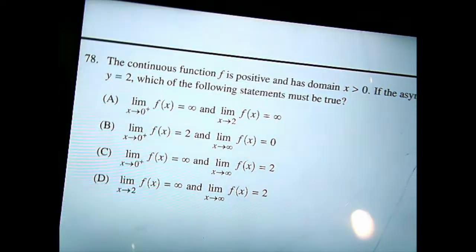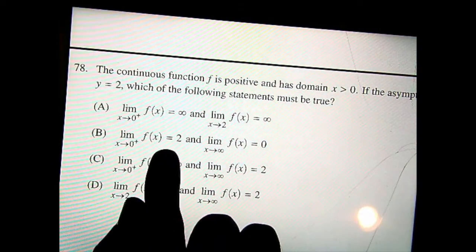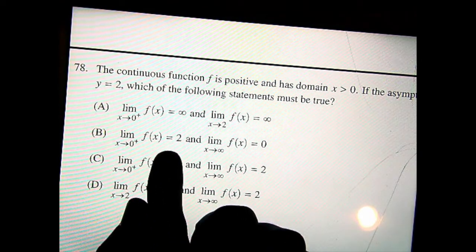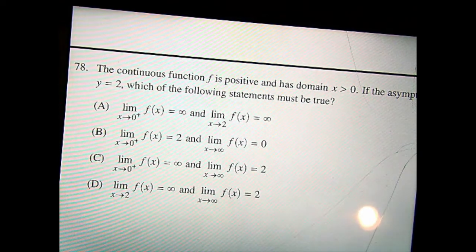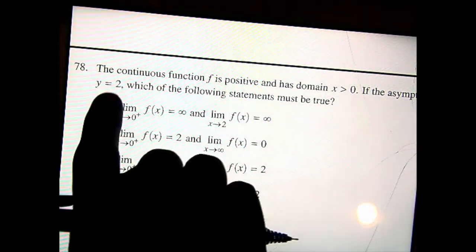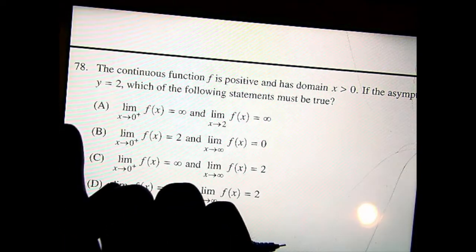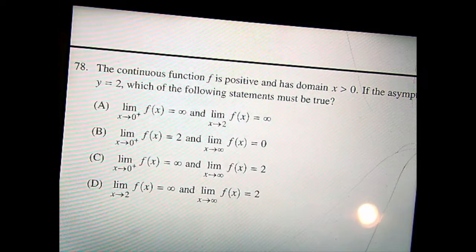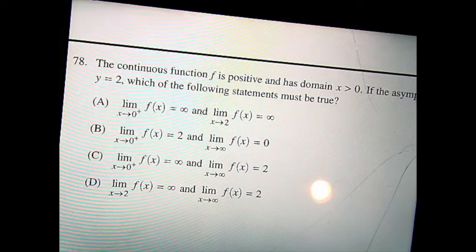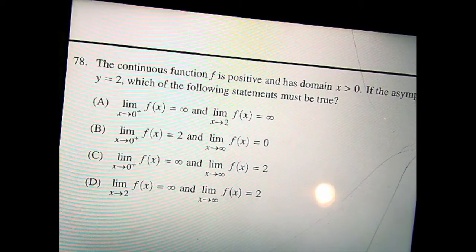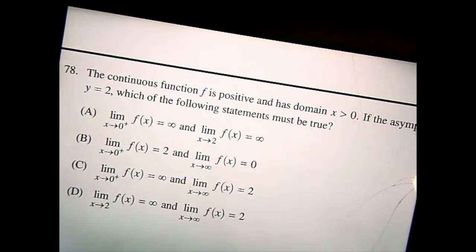So right away we can say that B doesn't make any sense, right? The limit as x approaches 0 is equal to 2. That certainly doesn't make any sense. Now, what about the horizontal asymptote, like y equals 2? What does that tell us in terms of limits?